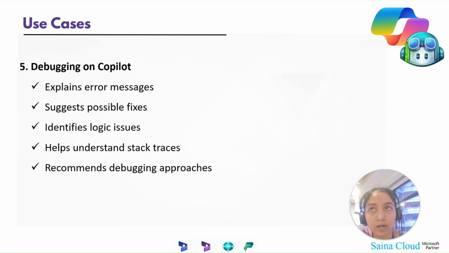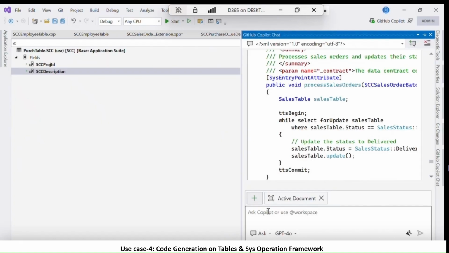We can use the debugging with Copilot. It will go to the debugging mode. We can analyze all the code, variables, and error messages through the debugging. And go to the next use case, which is like debugging. GitHub Copilot also works inside the debugger.